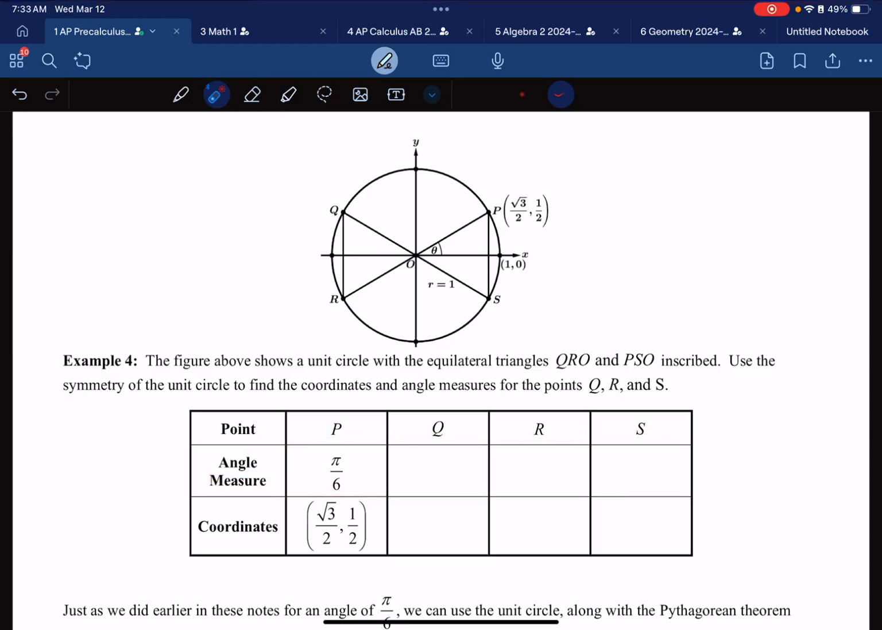So it already tells me, hey, P is pi over 6. You just did it. You need to figure out what Q, R, and S are. What are these radian locations? So I happen to know if I went up by pi over 6, using the fact that there's symmetry here, I know that this angle here is pi, therefore I need to go pi and then backwards pi over 6.